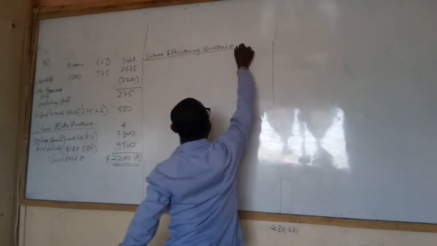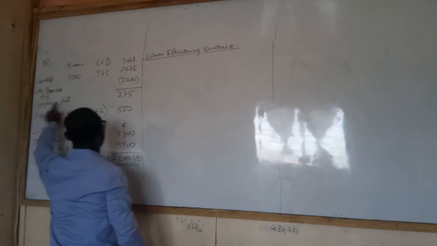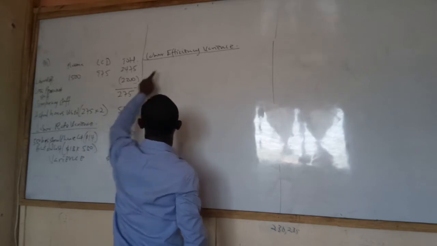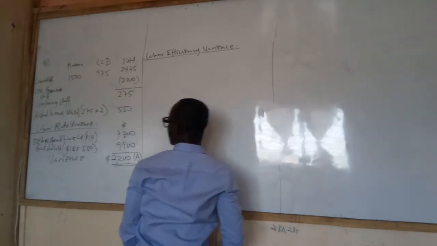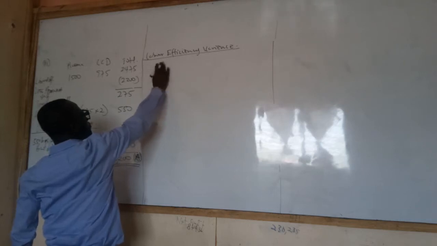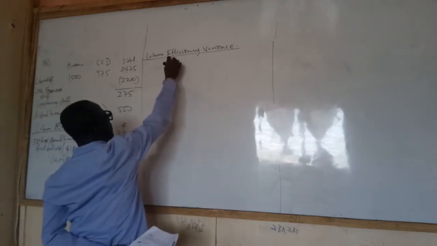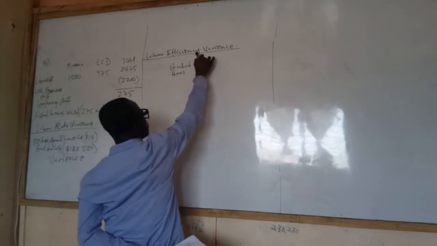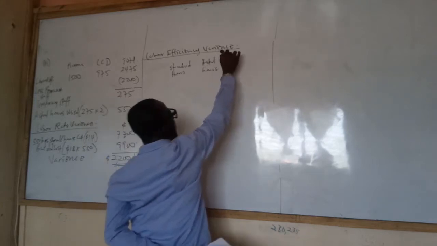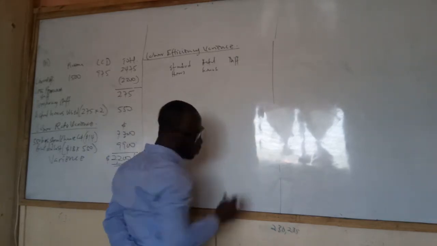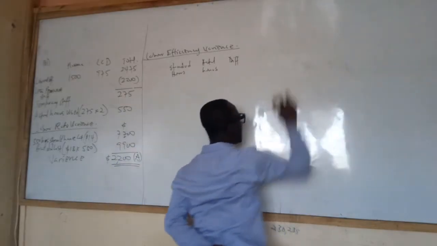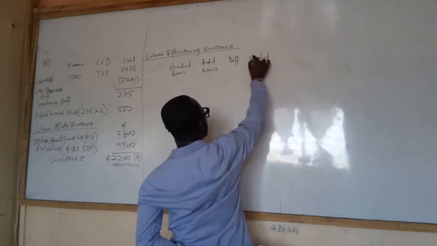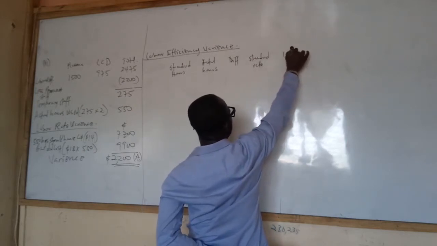So with the efficiency variance, this is what we say. Remember, they should have used 275, but they used 550. So that is what will lead us to their efficiency variance. So maybe let me use that approach: standard hours, actual hours, difference. Then we'll take the difference at the standard rate per hour. Standard rate. And then the variance will be here.